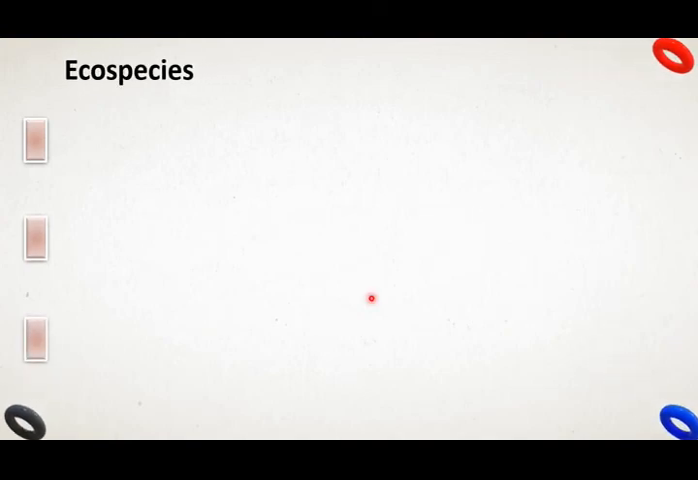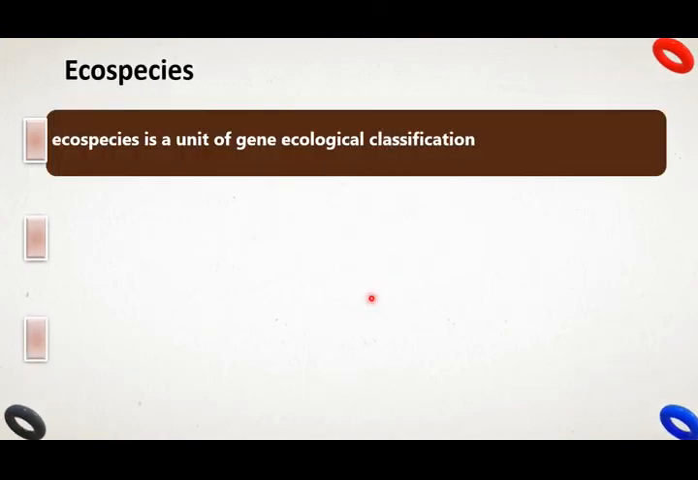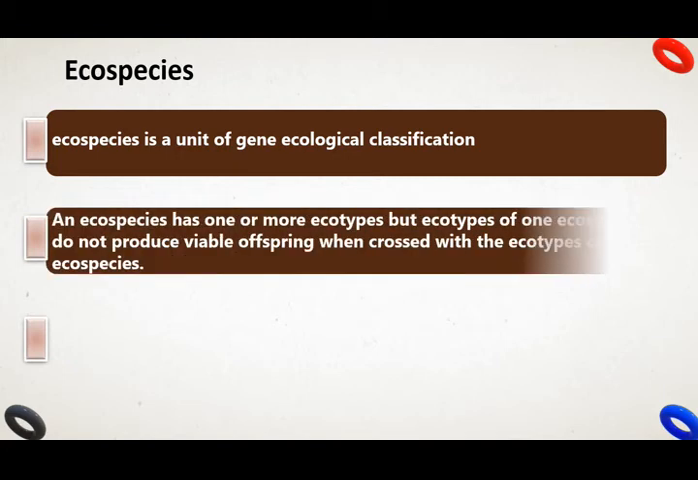Now the fourth morphological forms are ecospecies. According to Gregor, an ecospecies is a unit of genecological classification. An ecospecies has one or more ecotypes, but ecotypes of one ecospecies do not produce viable offspring when crossed with the ecotypes of another ecospecies. That is, a cross between two ecospecies never produces fertile offspring.